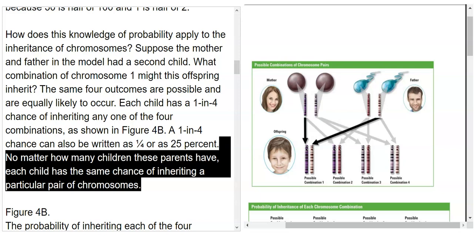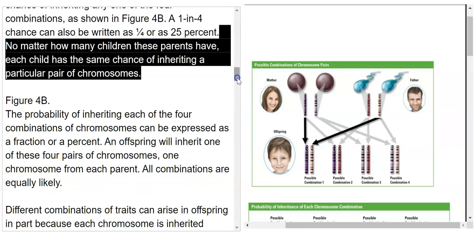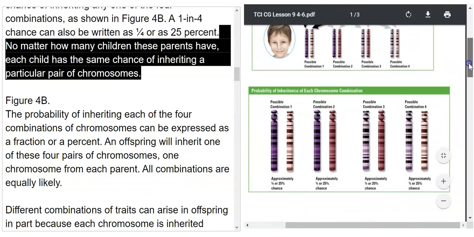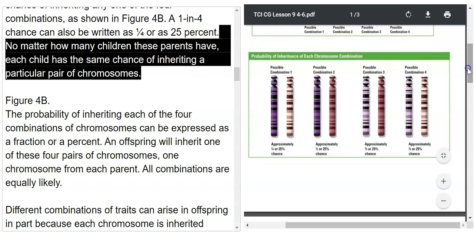No matter how many children these parents have, each child has the same chance of inheriting a particular pair of chromosomes. Pretty cool. Move up here to picture 4b. All right.